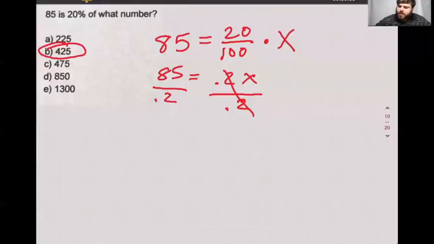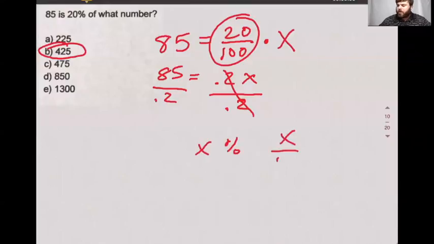Remember this step here, this 20 divided by 100, when you see 20%, remember percent really means divided by 100. If it says X percent, then you have to do X over 100. But if it says 20%, you can actually rewrite that immediately as a decimal. Usually it's easier to work with one number.